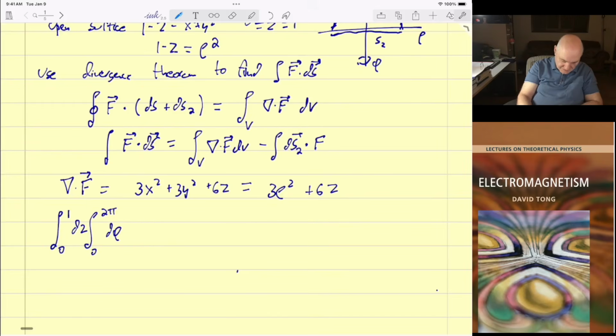And then using this relationship, we see that rho goes from 0 to the square root of 1 minus z. And our measure on this volume element is just rho d phi dz. It's well known as the cylindrical measure. And we're going to integrate the divergence, which is 3 rho squared plus 6z.